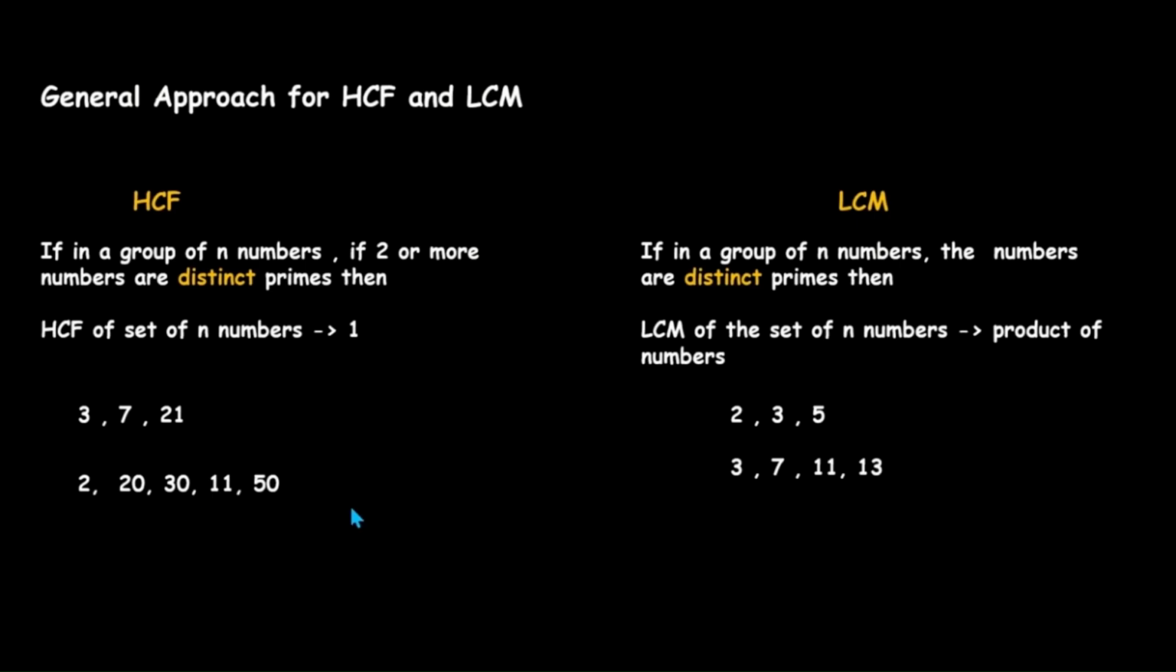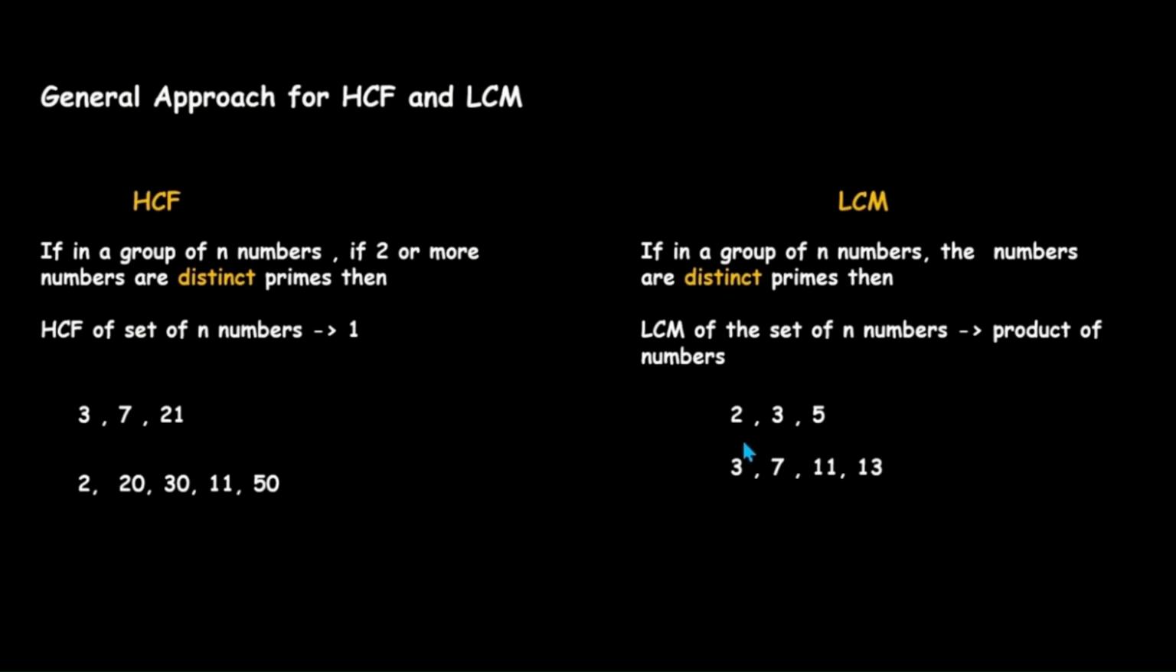Or we can take any number of numbers. The number of numbers that we take doesn't matter, as long as two of them are distinct primes. The HCF of the entire set of n numbers that we have taken would be 1. Now coming to LCM, if in a group of n numbers, all of them are distinct primes or different primes, then the LCM of the set of n numbers would be the product of the numbers.